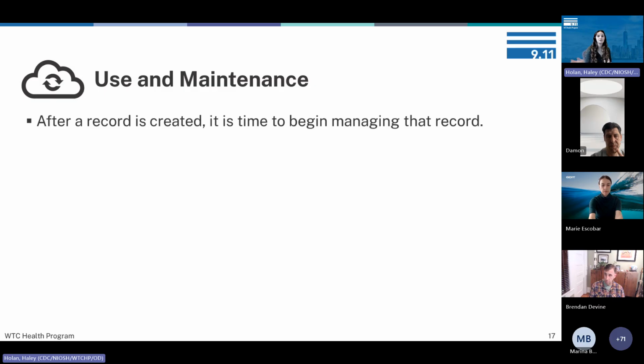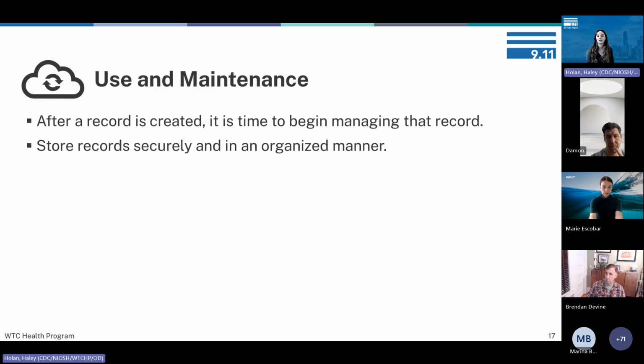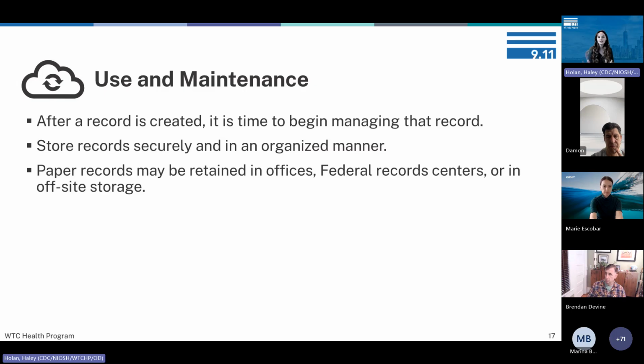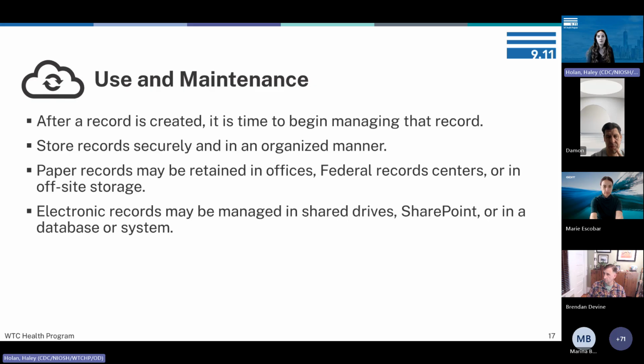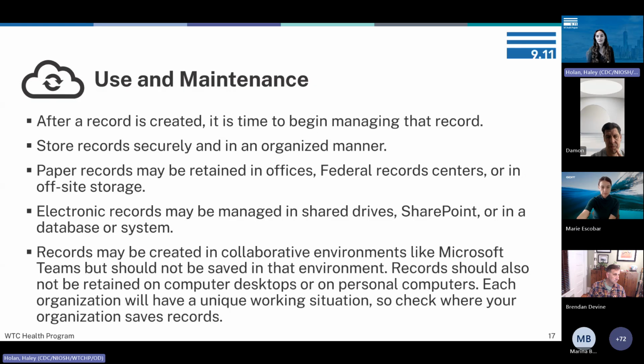After a record's created, we have to begin managing that record. And it's important that we store the record securely and in an organized fashion. Paper records can be stored in offices, federal record centers, or in offsite storage. We also have electronic records that we need to store using digital systems. We could store them in shared drives, SharePoint, or in a database or system. And it's important to note that we have a lot of collaborative environments that we use these days, like Microsoft Teams, but federal records should never be saved in that environment. Make sure to save documents and records according to your organization's policies and in their approved repository.